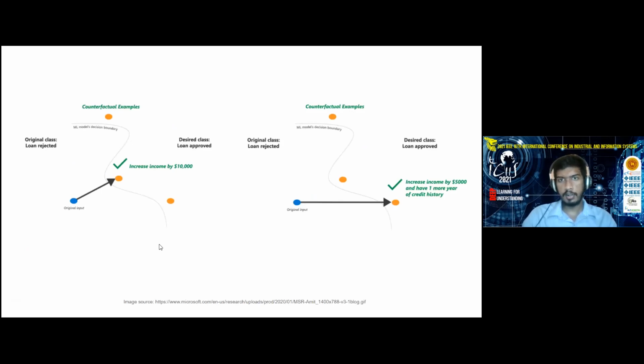So consider this figure to get an idea about counterfactuals. Here, consider this loan application. The original decision of the ML model is that the loan is rejected. By increasing the income by this amount, we are saying that the loan can be approved. So that's a counterfactual. As Dr. Kasun explained, the original prediction was that the loan was rejected. By increasing the income by this amount and having one more year of credit history, the output can be changed. That's what counterfactuals mean. So we can use this DICE tool to generate such counterfactuals.